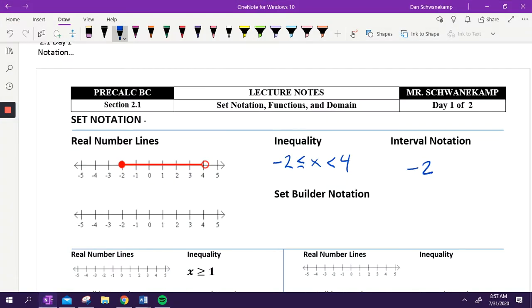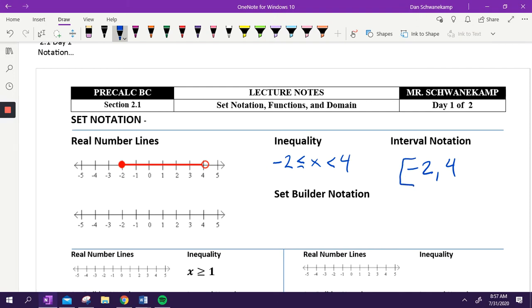-2 and 4. We're going to write it. It looks kind of like an ordered pair. A lot of times students get unsure about that, but it's not an ordered pair. It's different. So from -2 to 4, at -2, we're going to include that answer. So to include that answer, we are going to use a bracket.